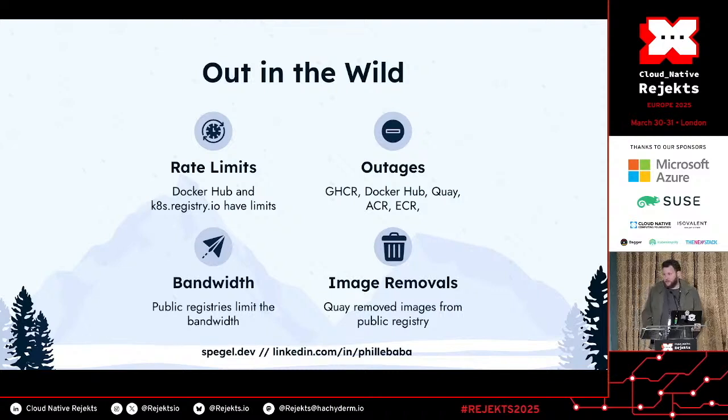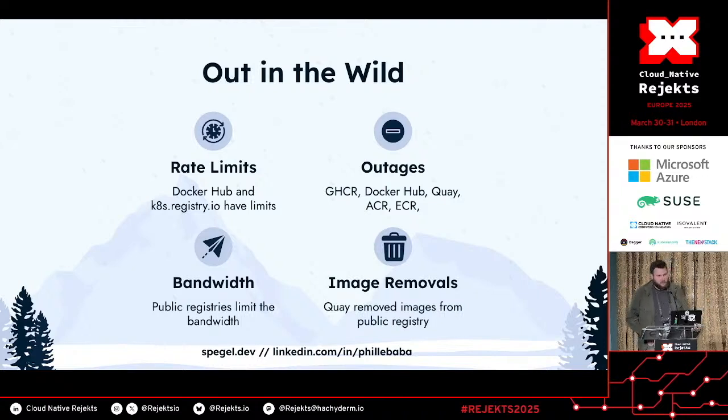Bandwidth limitations are also a big thing, especially with the free public registries. Docker Hub, I think, limits you to around 100 megabits a second. But also image removals. We're building our cool applications and depending on images. Quay, two years ago, had a big cleanup of images where all of a sudden Helm charts and images stored in Quay disappeared overnight.